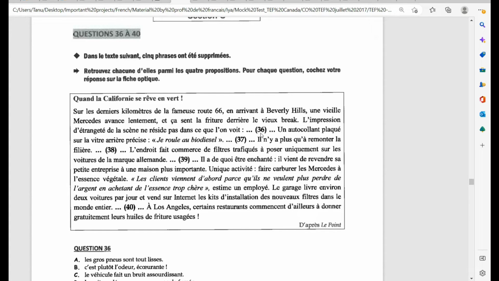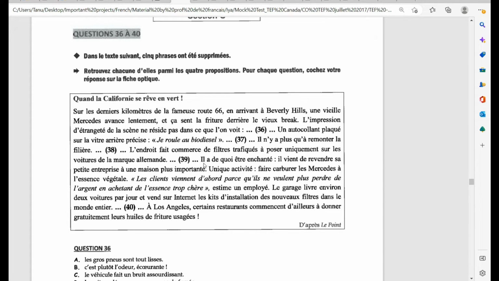My second strategy is I would pay more attention to the statement which is right before and after the fill in the blank. My third strategy would be to pay attention to any nouns or pronouns. So for instance, here after this fill in the blank 38, I can see l'endroit, which means that we should talk about this place somewhere in this particular fill in the blank or maybe before that. So I would pay more attention to find out what is this place that we are talking about here.